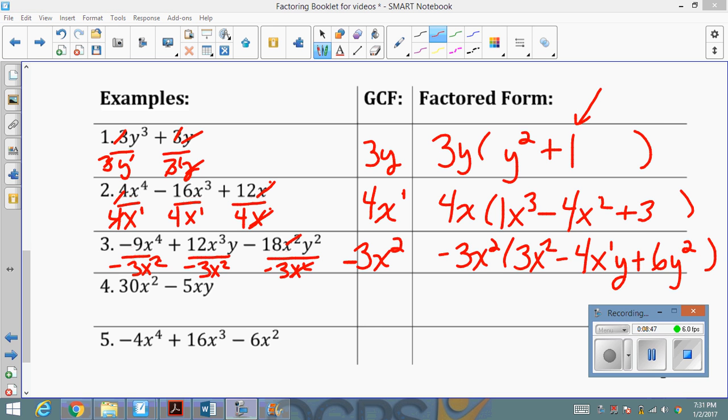Again, you are going to try number 4 and 5, and then raise your hand. I'll come check them, and we'll correct them as we need to.